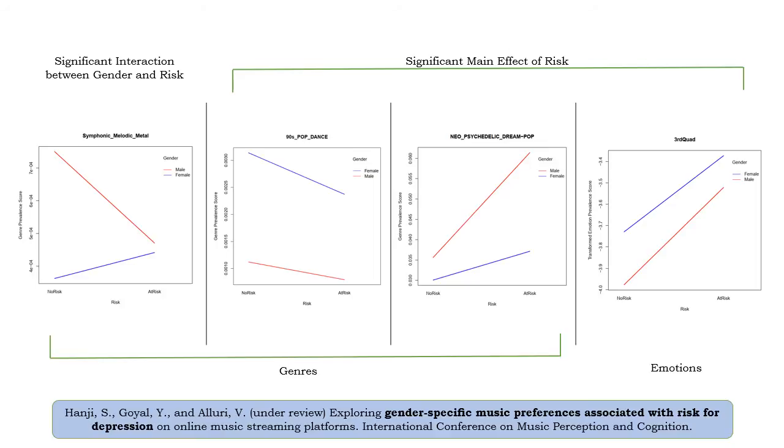And according to some preliminary results using only tags, females who are at risk seem to prefer symphonic melodic metal, which is a subgenre of heavy metal music. Both males and females who are at risk are associated with sadness in the music that they listen to.